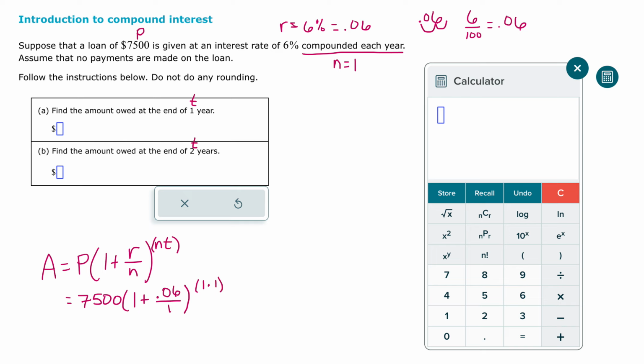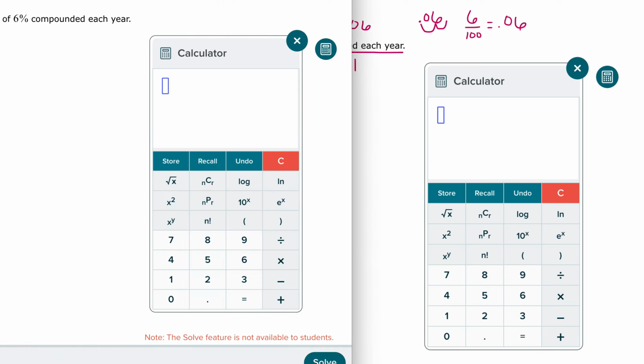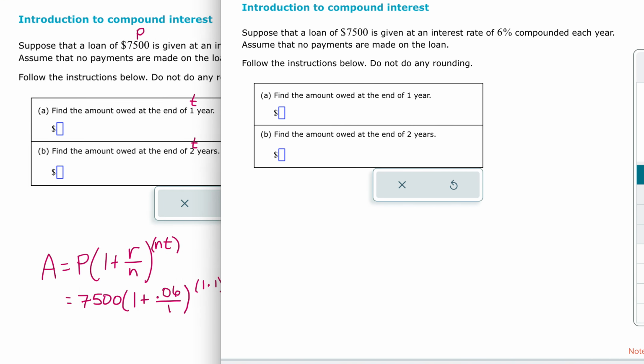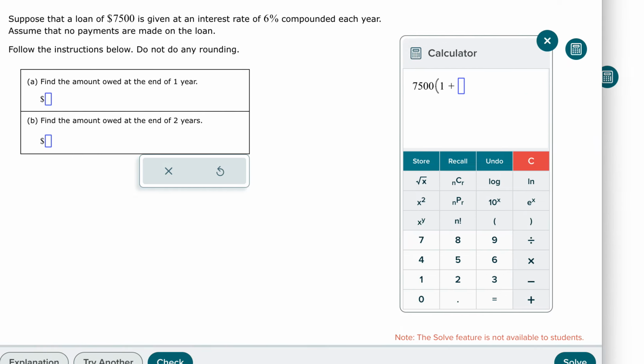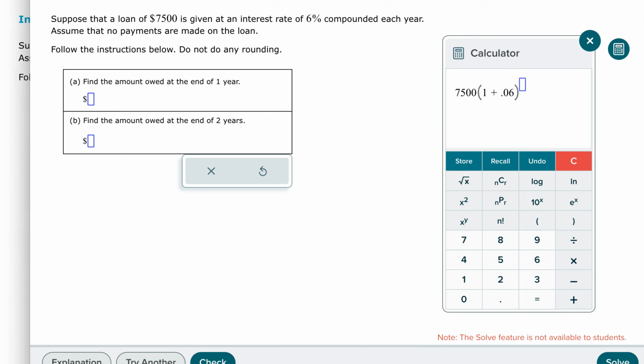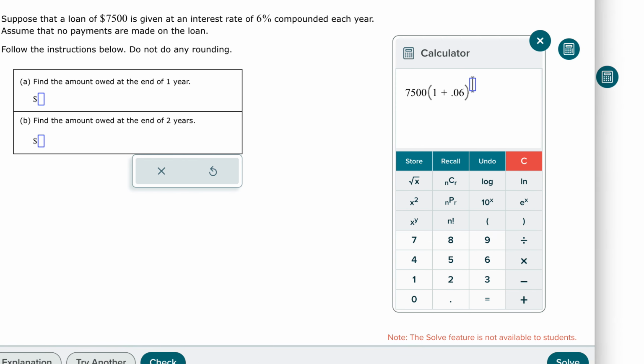So we have our on-screen calculator here. I'm going to drag it into the problem so that I can actually type it in. So 7,500 times 1 plus, and then again 0.06 divided by 1. I'm just going to put 0.06. And then to do a power, I use this X to the Y button. So that gives me my power. And for the first one, my power is 1 times 1, which is just 1. Hit the equal sign, 7,950.